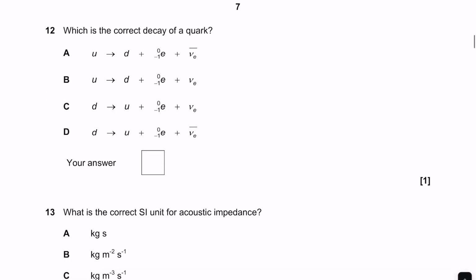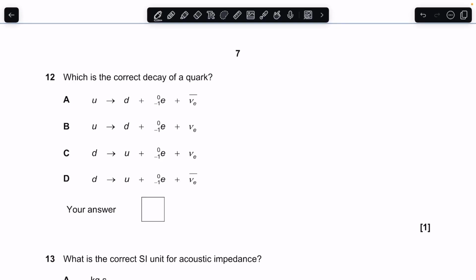Question number 12. What is the correct decay of a quark? It seems like all of them represent some sort of version of a beta negative decay, because of the electron. In a beta negative decay, we know that a neutron turns into a proton, and an anti-neutrino along with the beta particle is given off. I'm just going to write it down over here. So it could be A or therefore D.